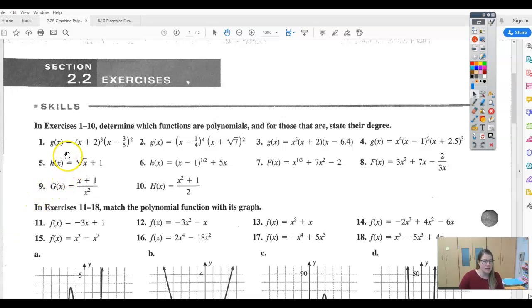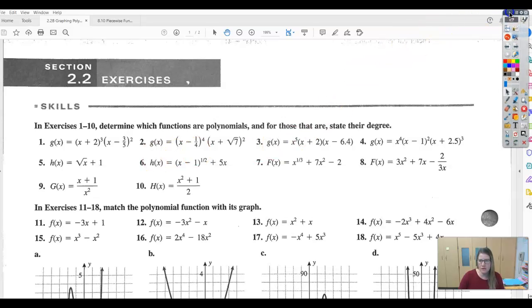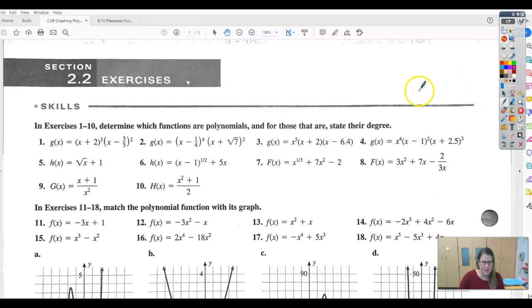It says, in exercises 1 through 10, determine which functions are polynomials, and for those that are polynomials, state their degree. So if they're not a polynomial, we don't need to worry about stating the degree because it doesn't make sense to state the degree if it's not.